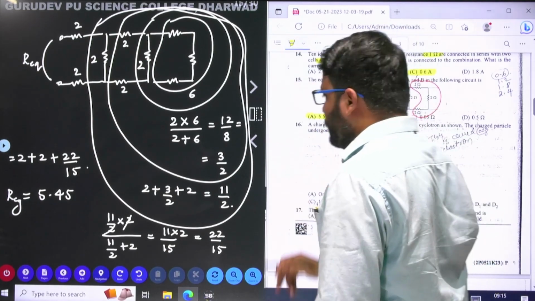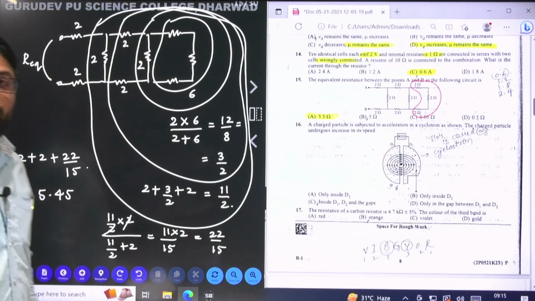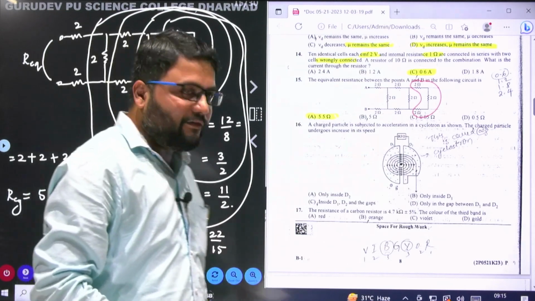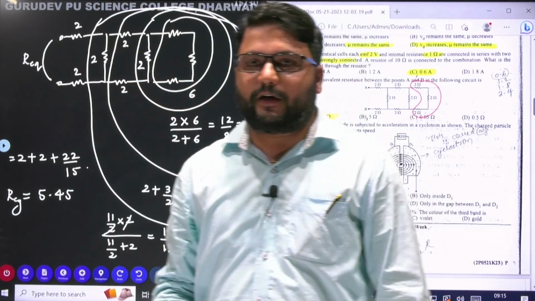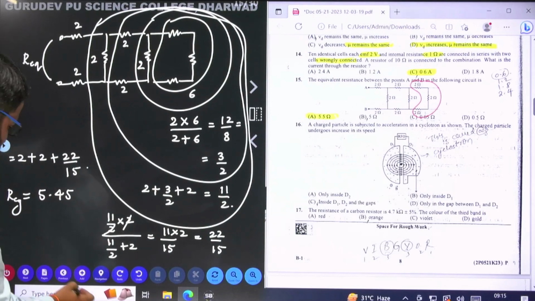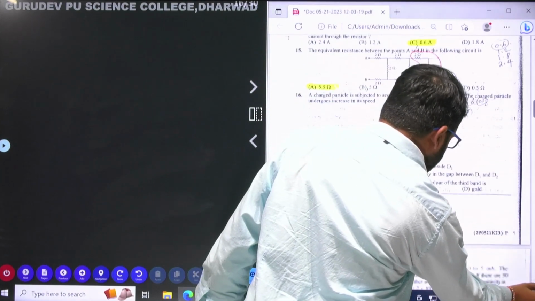I am just trying to do it by the iterative method, or else there is a shortcut for it, which I am not trying to give you because you have not studied it. If you would have been at our institute, you would have studied that shortcut and you would have cleared it within fractions of seconds. So let's move to the next question now.